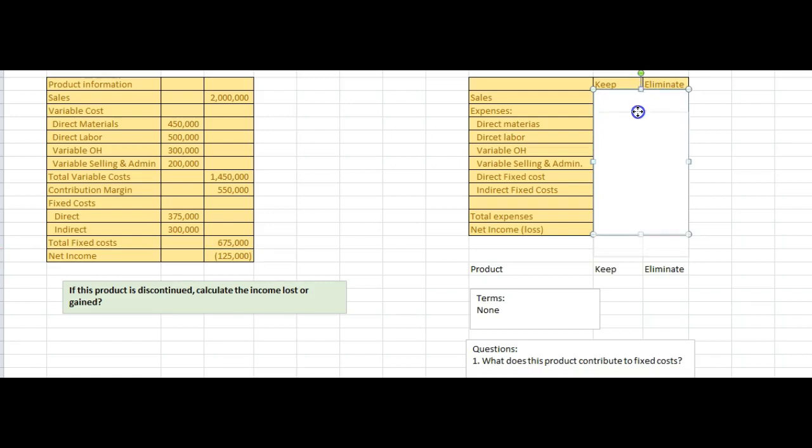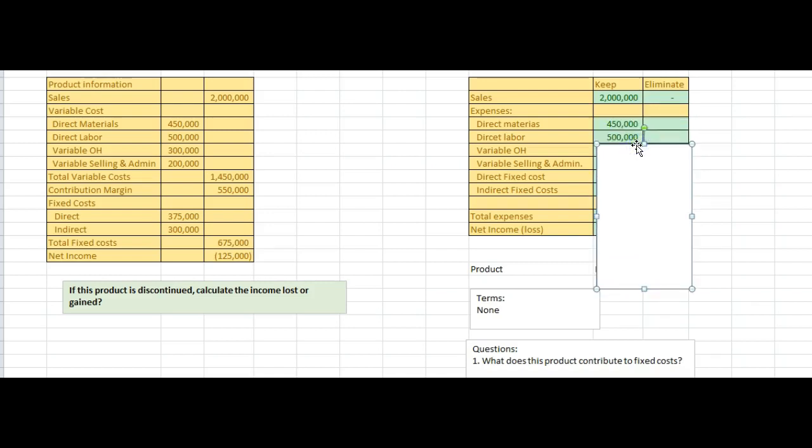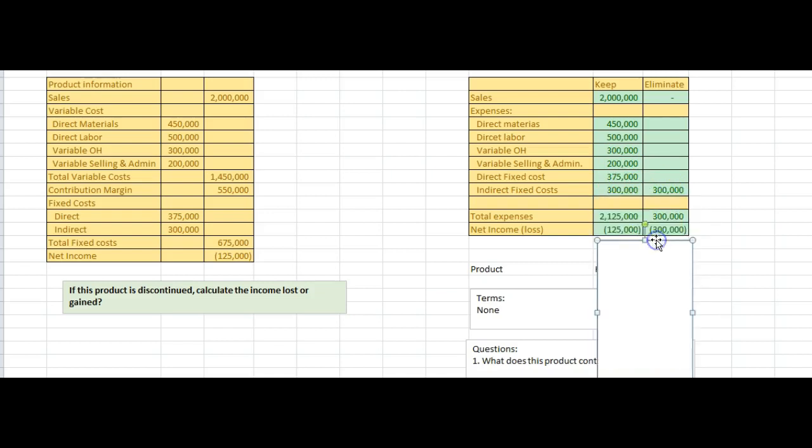So we wouldn't have the 2 million income, so that's at 0 on the eliminate. We wouldn't have the direct materials or the direct labor, so that's not going to show up. Wouldn't have the variable overhead. Wouldn't have the variable administrative costs, but we would still have the indirect. We wouldn't have the direct fixed cost either, because that's directly tied. We'd still have that indirect fixed cost.